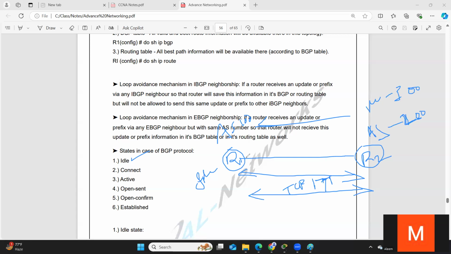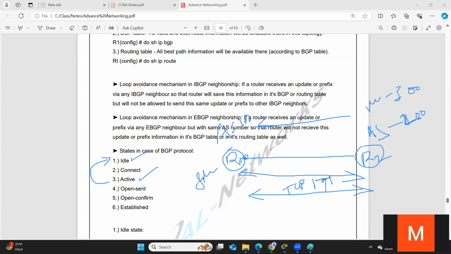If you have configured a wrong IP address or wrong prefixes, or a wrong IP address for the directly connected neighbor, it will move to the active state because the TCP connection is not forming, and active will move again to the idle state. Idle means nothing, the neighborship is not formed.